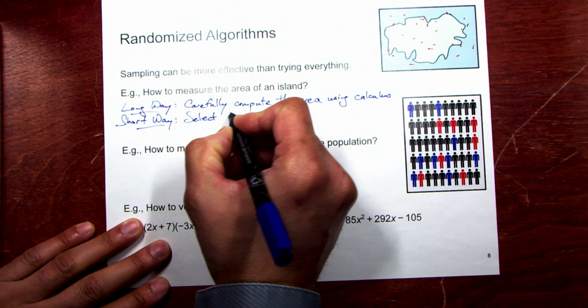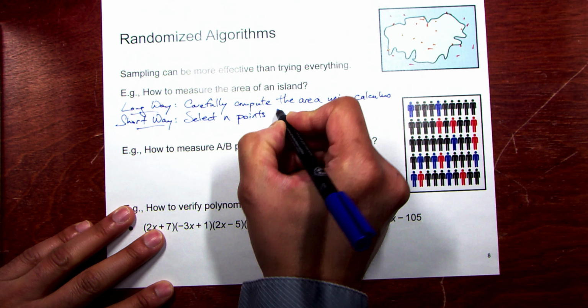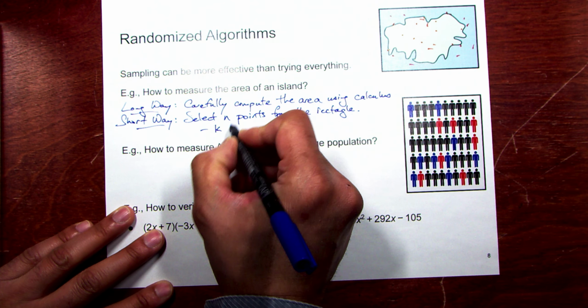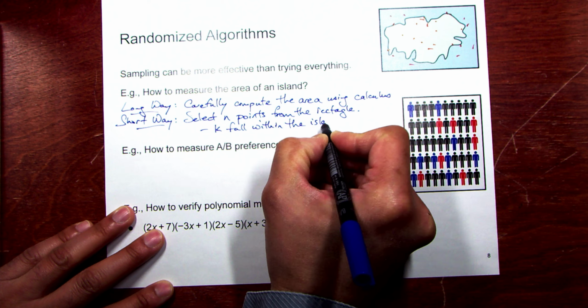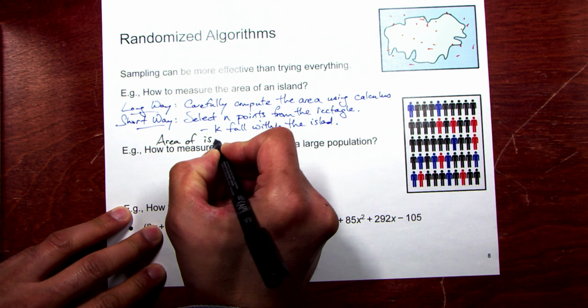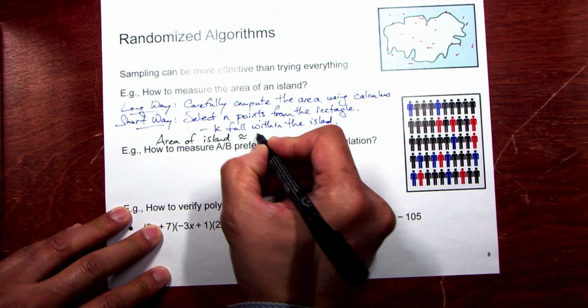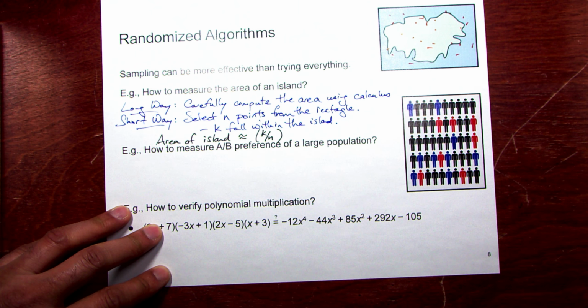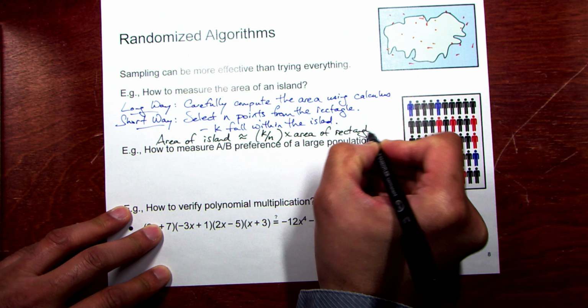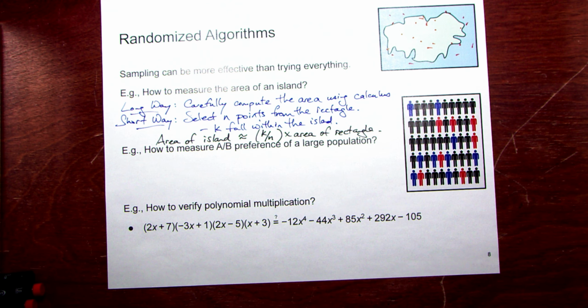So select n points from the rectangle, and k of them fall within the island. So you estimate the area of the island as the fraction of points that land in the island multiplied by the area of the rectangle. It won't give you an exact answer, but it will converge on the exact answer.